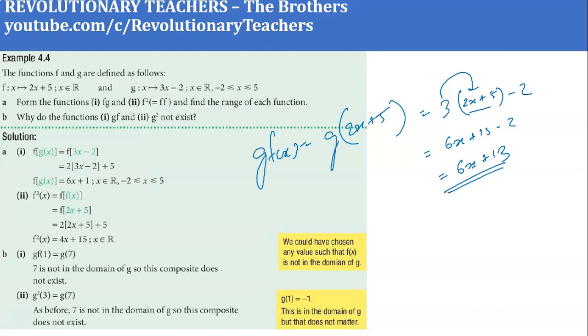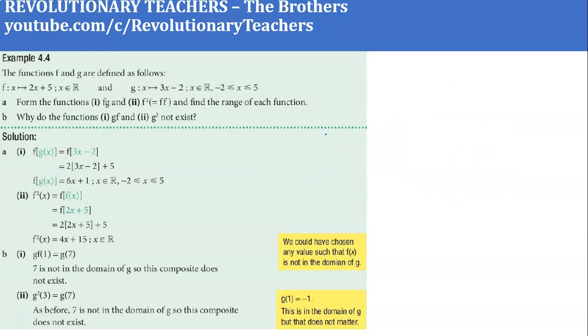Is there any mistake over here? 3 times 2x is 6x, plus 15 minus 2. Okay, clear? There is a mistake, I think. Just a minute. No, this is absolutely correct. Actually, they haven't asked g of f(x). What are they saying? They have asked g of f(1).